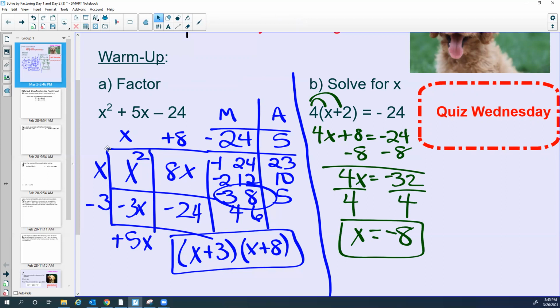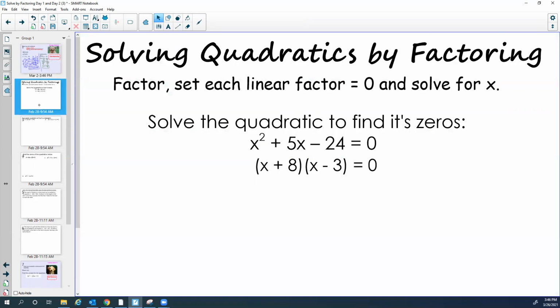Now, the reason we bring both of these two things up is because we're going to take these two things and actually combine them together. And that's what we're learning about today. All right. So what is solve by factoring? Well, when I'm solving quadratics by factoring, what I'm doing actually is I'm solving for my zeros.